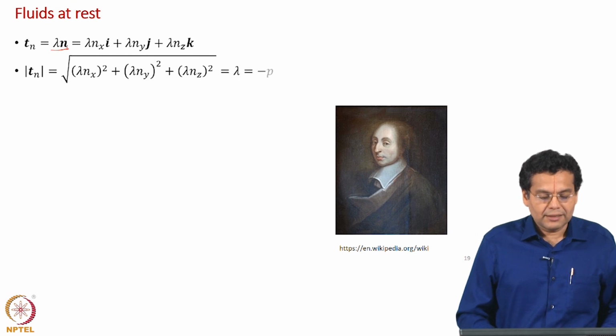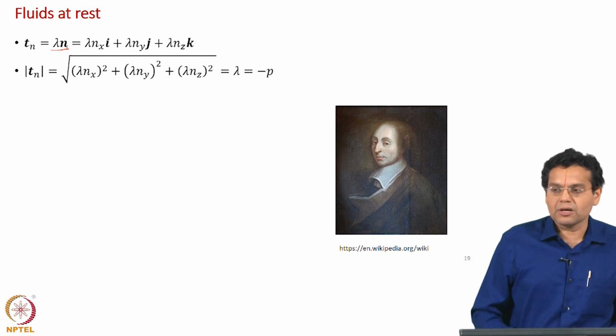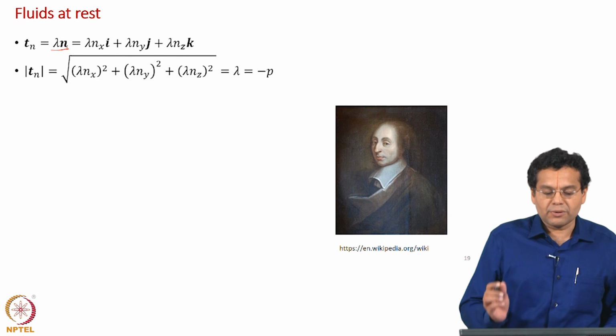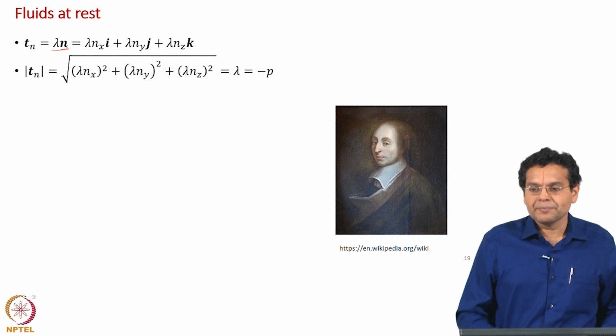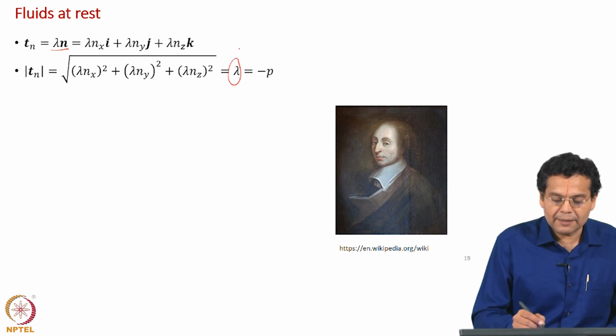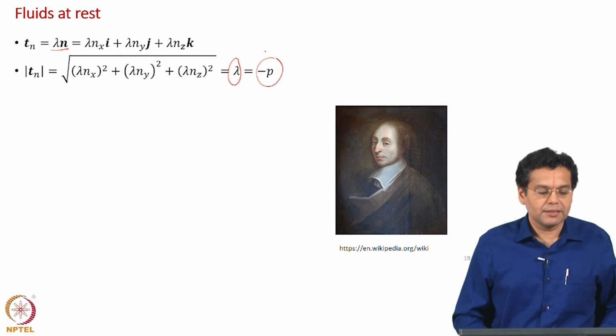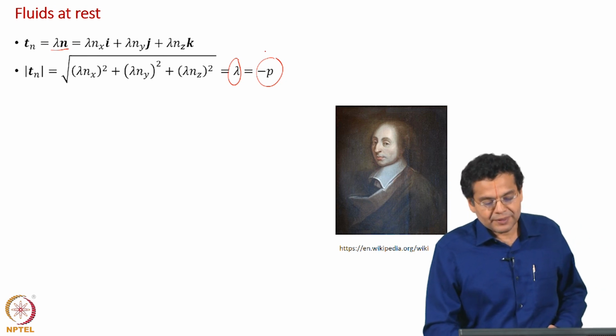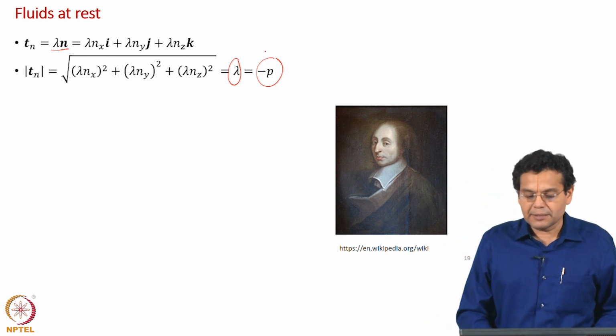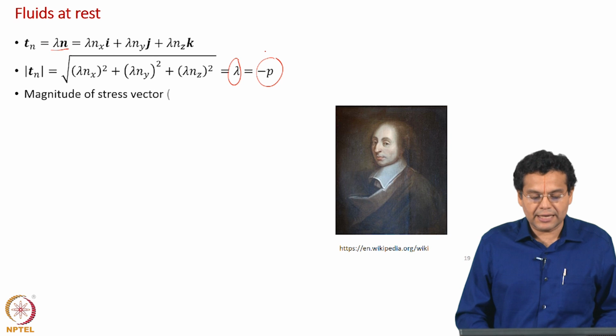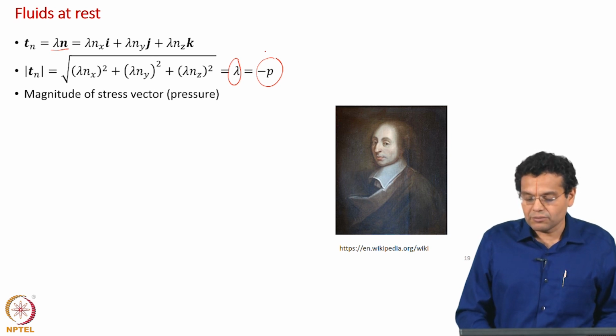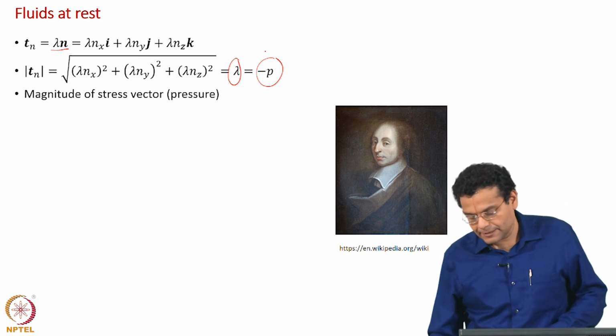If you do that, and if you take lambda squared out as common, then you will have sigma nx squared, ny squared, nz squared. It is a unit normal vector that becomes unity and left with lambda, which is minus P. So, the magnitude of the stress vector is the pressure, of course with a negative sign, but what is the observation? What is that we are saying?